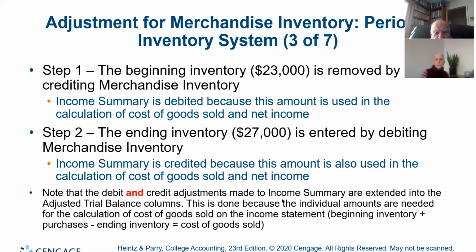Note that the debit and credit adjustments made to income summary are extended into the adjusted trial balance columns. You still need them at that point. This is done because the individual amounts are necessary for that calculation we just discussed. Beginning inventory plus purchases minus ending inventory, okay?